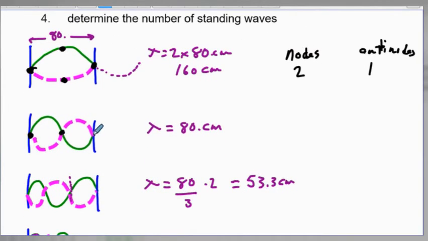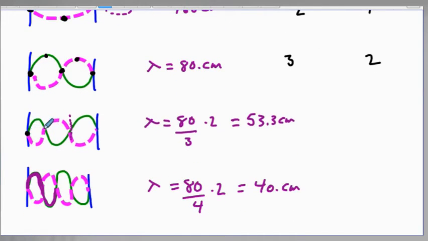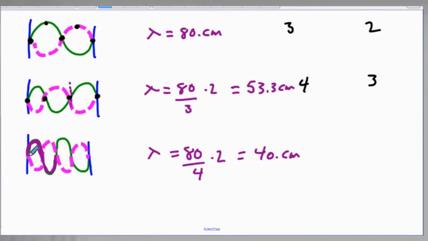Nodes on this one, I have 3. Antinodes are here and here. There's 2. This one has 1, 2, 3, 4 nodes. And hopefully you see the pattern. There's 3 antinodes. And lastly, 1, 2, 3, 4, 5 nodes and 4 antinodes.